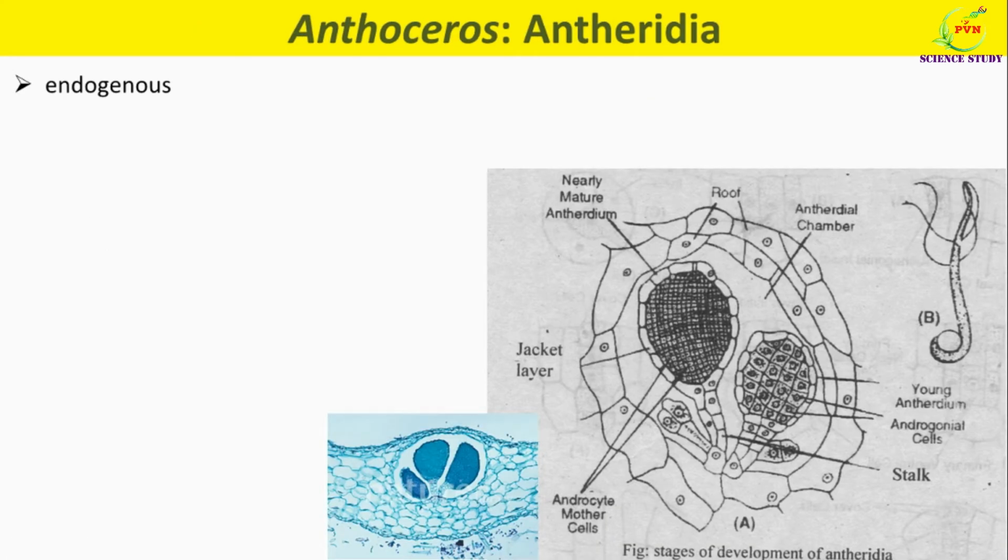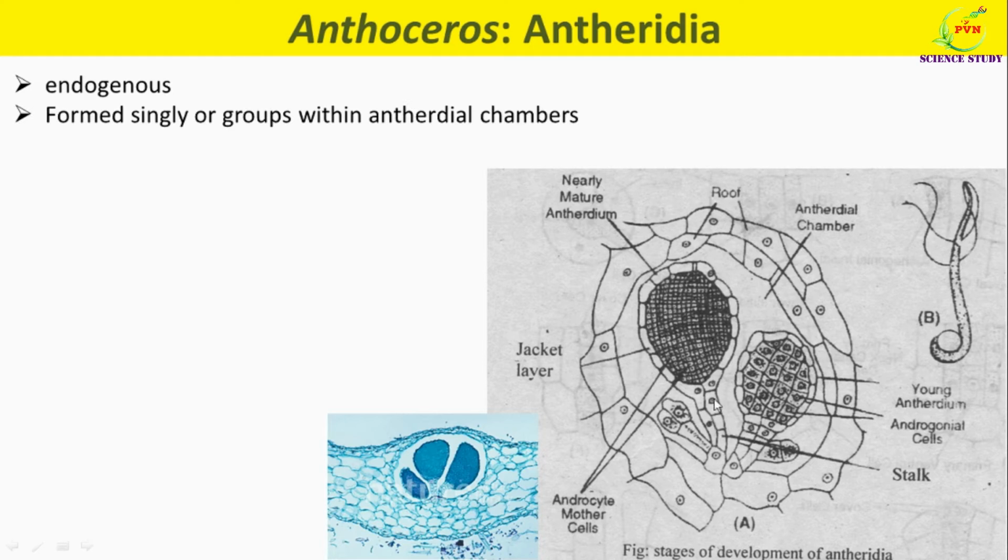First of all, we will study the male sex organ, that is Antheridia. Antheridia of Anthoceros are unique because they are endogenous in nature. They are embedded within the gametophytic tissue of the Anthoceros thallus. This is the diagram of Antheridia, and this is the actual photograph of a TS showing the Antheridium.